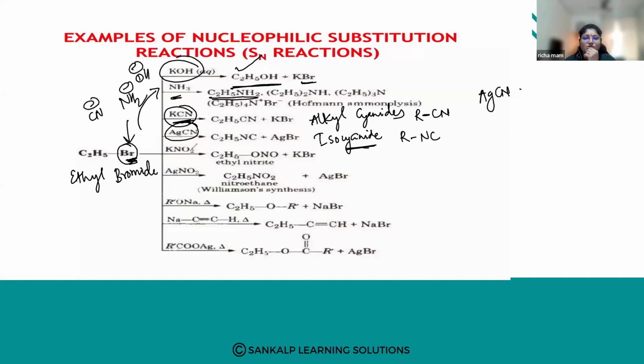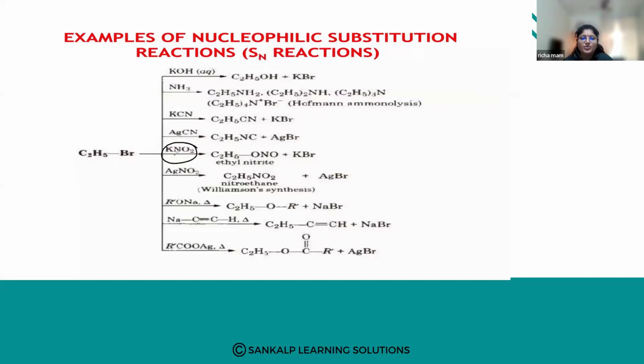Got it? So remember this: with KCN, I'm going to get alkyl cyanide. With AgCN, I'm going to get isocyanide. So this is isocyanide, NC, so my nucleophile will be NC. Next is potassium nitrite. This is the nitrito group, ONO. My leaving group is Br, so it will be replaced. I'm going to get ethyl nitrite.